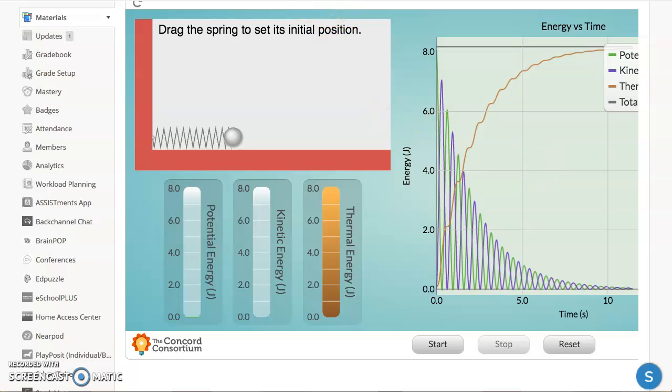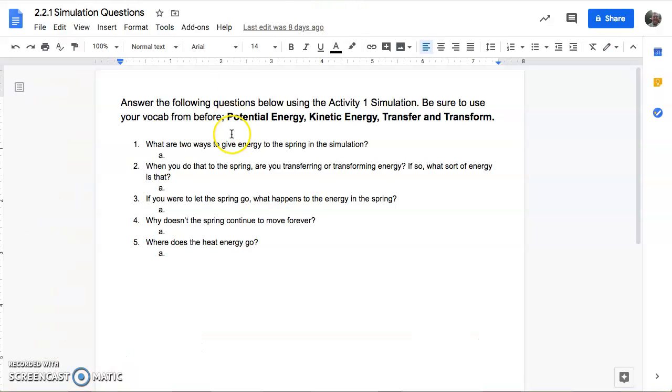But looking at some of the questions I asked you, let's say, so what are two ways we can give energy to the spring? Easy. We can either push it in or we can pull it out, right? And that is going to require us to use a force. We are going to put a force on that spring, all right?